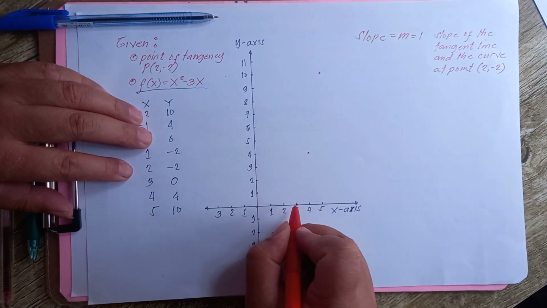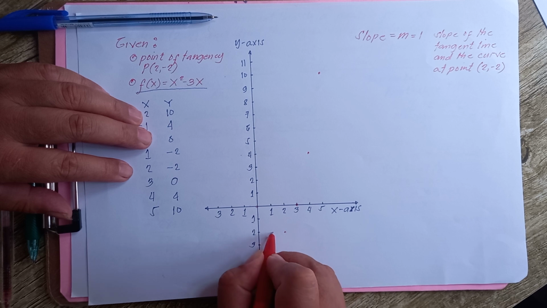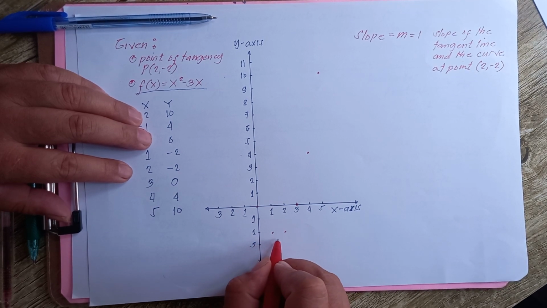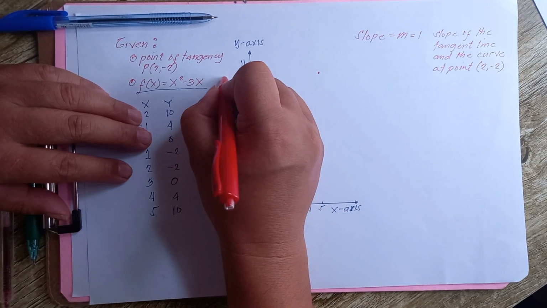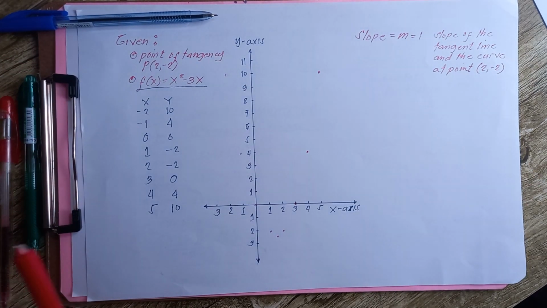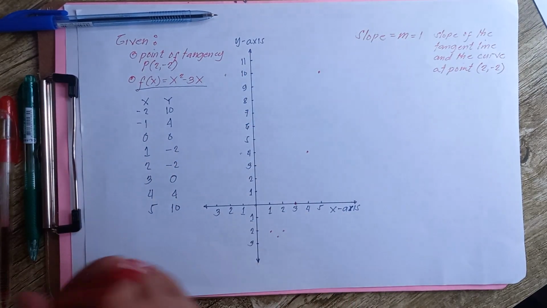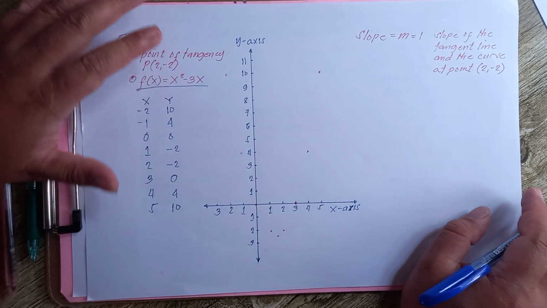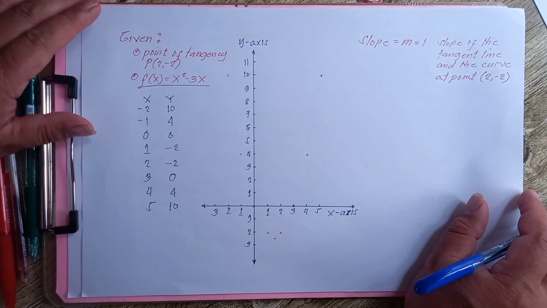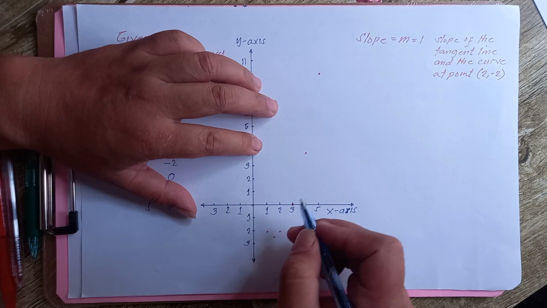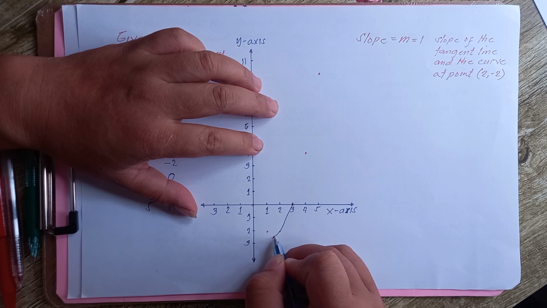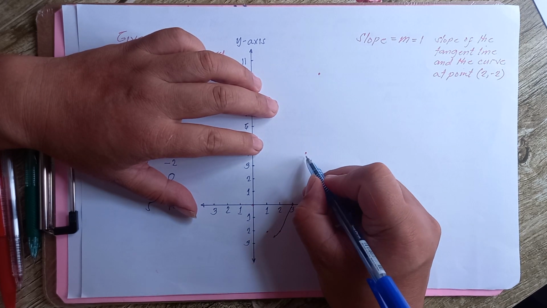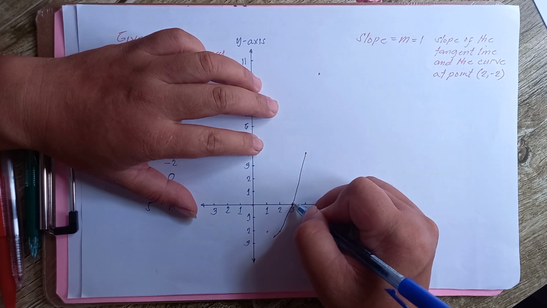We have identified the different coordinates. Definitely our vertex is somewhat located in here, and the vertex is the lowest point of the parabola. So in here, we can now connect. Let's connect our points. So allow me to make use of the freehand tool.